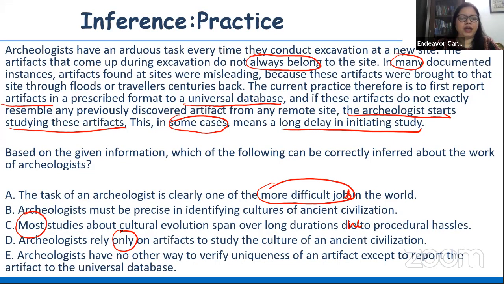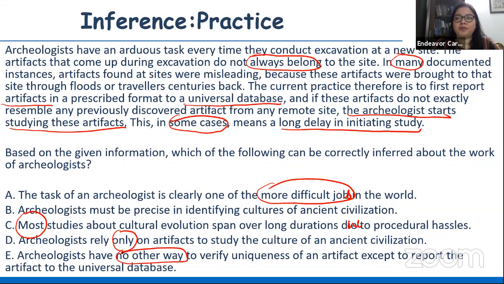E. Archaeologists have no other way to verify uniqueness of an artifact except to report the artifact to the universal database. The paragraph tells me that this is the process followed, that it is reported to this universal database and it is verified there. That doesn't mean there is no other way.